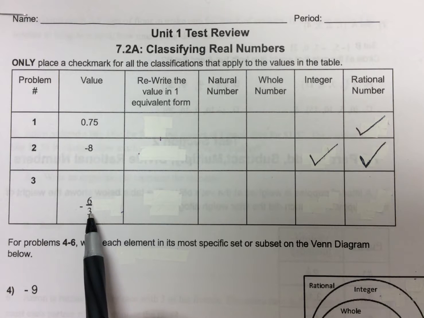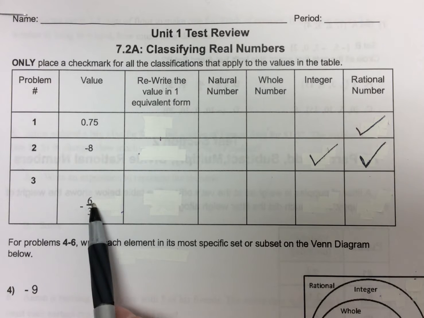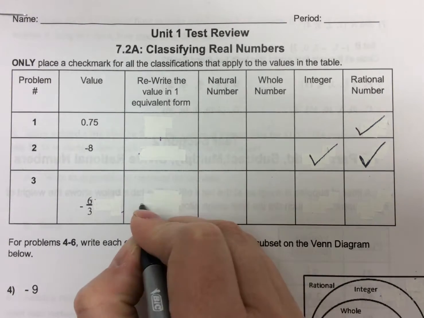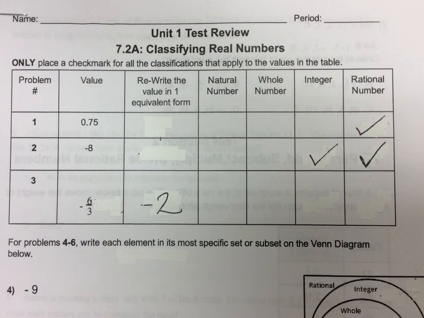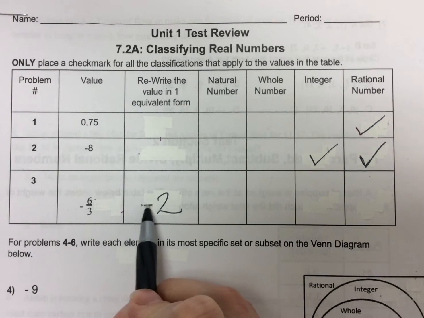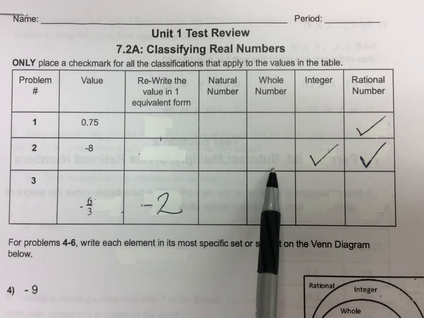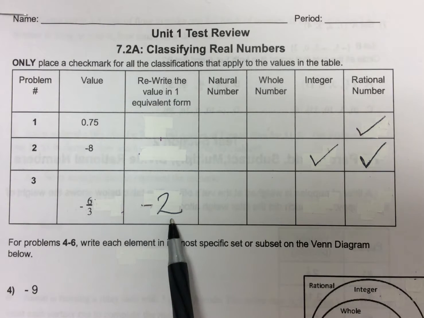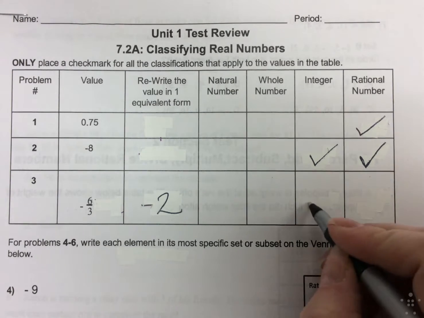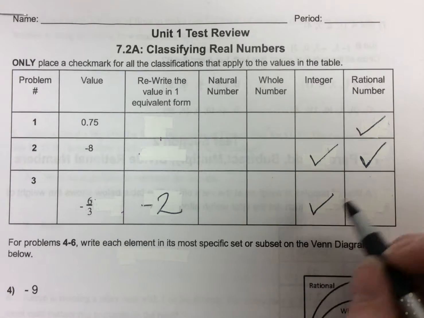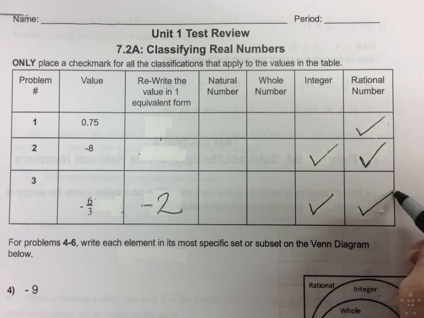Let's go ahead and look at number 3. We see it's a negative, but let's go ahead and divide that. It's improper. So 6 divided by 3 is 2. So this is actually -2. Again, it's a negative, so it can't be natural or whole. It does not have any fractional parts, so we know it could be an integer, and if it's an integer, it's also a rational number.